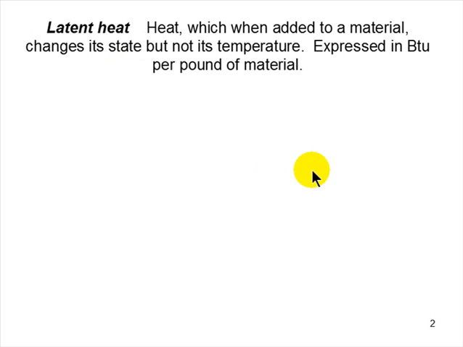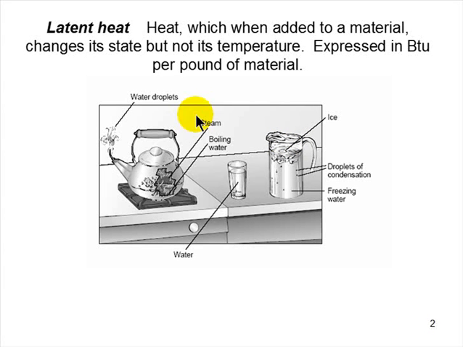Latent heat, the other foot you have. Latent heat is heat which, when added to a material, changes its state but not its temperature. And everybody says, oh, the latent heat, that's wet bulb temperature. It's not. That's an indication of the amount of latent heat you may or may not have in the air, but you measure latent heat in BTUs per pound of material. In our case, BTUs per pound of air. And 1 pound of air is 13.33 cubic feet, if that air is standard air, 70 degree air at sea level, 50% relative humidity.